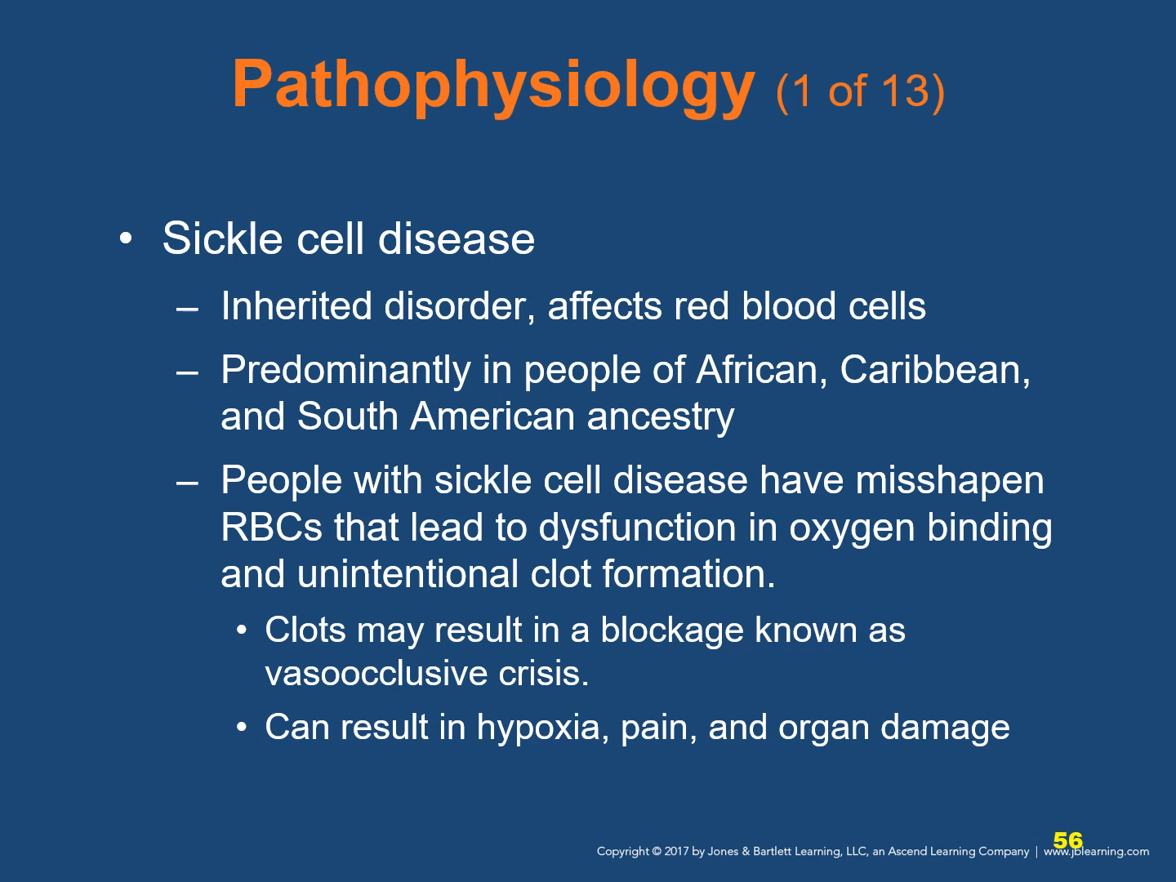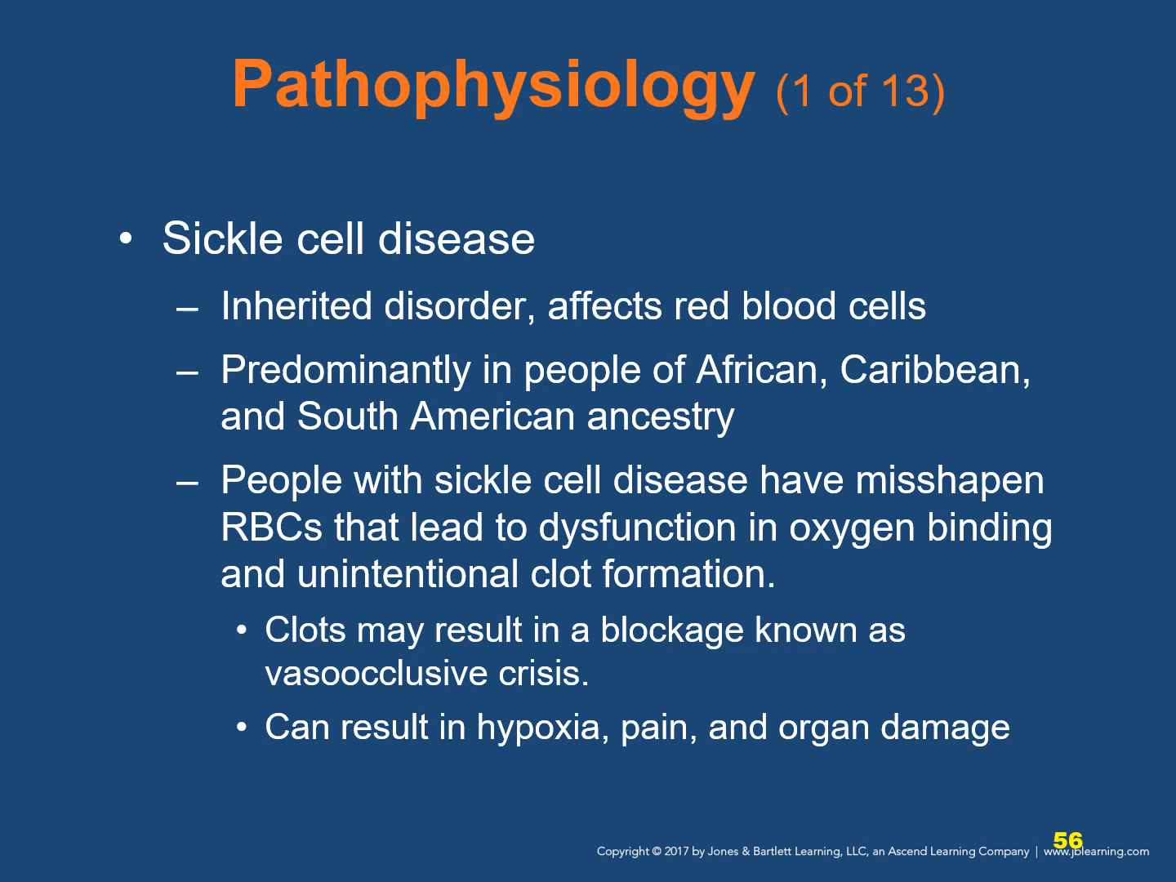The pathophysiology of blood diseases. Sickle cell disease, also called hemoglobin S disease, is an inherited blood disorder that affects RBCs. It's found predominantly in people of African, Caribbean, and South American ancestry. It is present but less common in Mediterranean and Middle Eastern people. All newborns in the United States are tested for sickle cell disease shortly after their birth.